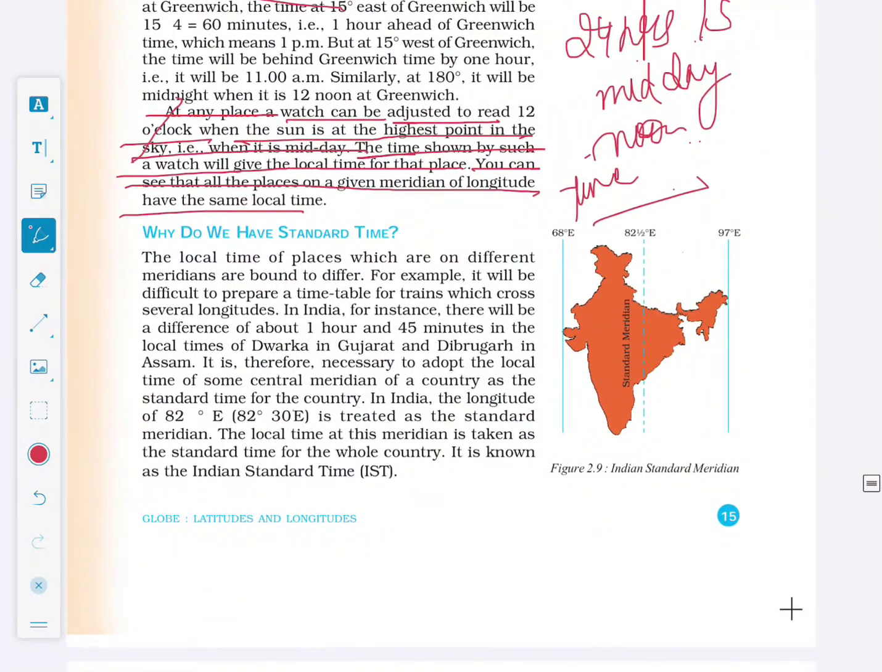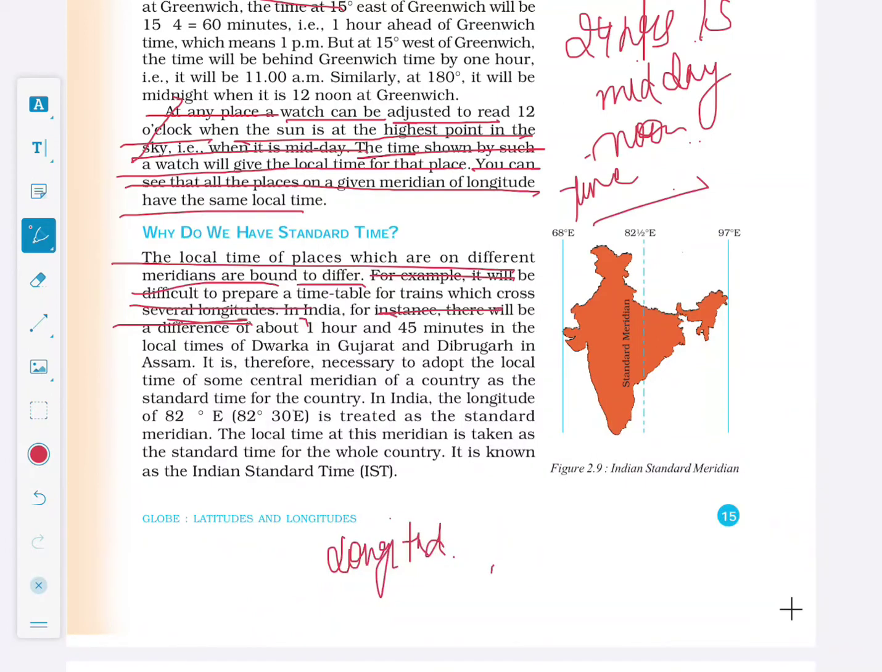Coming to the last topic of this chapter, why do we have standard time? The local time of places which are on different meridians is bound to differ. For example, it will be difficult to prepare a timetable for trains which cross several longitudes. The time of a place depends upon the longitude that passes through it. Standard time in each country varies as the time of the central meridian passes through that country.